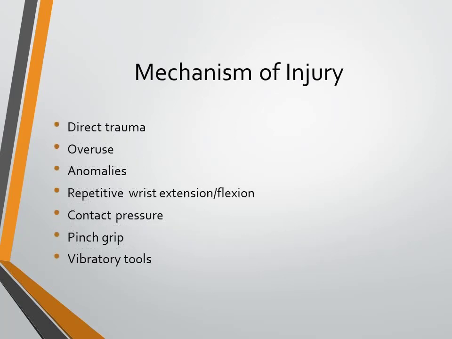The mechanism of injury for carpal tunnel syndrome includes direct trauma, repetitive overuse, or anatomical anomalies. The primary cause is repetitive wrist extension and flexion with a force applied. Additionally, there may be contact pressure over the carpal tunnel, compression causing problems, the maintaining of a pinch grip with a flexed wrist, and vibratory tools. Typically, this is going to be in the dominant extremity.